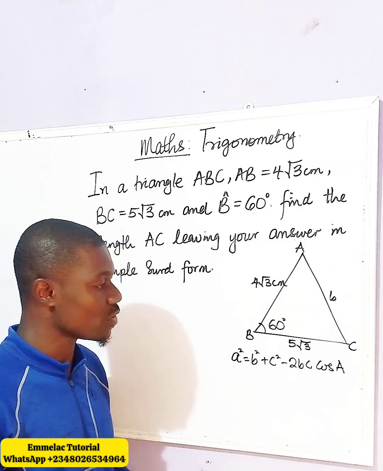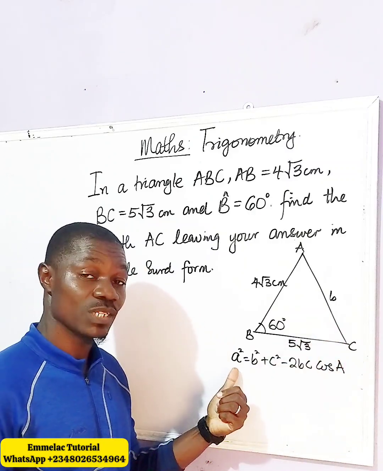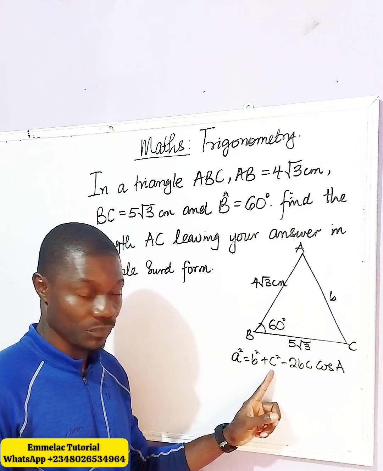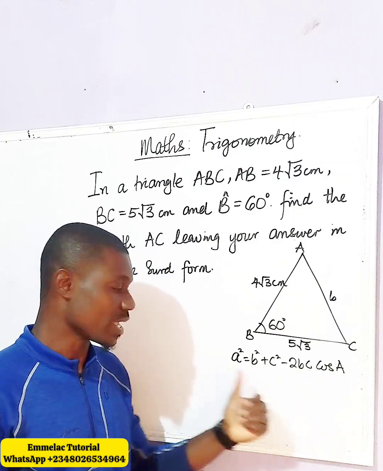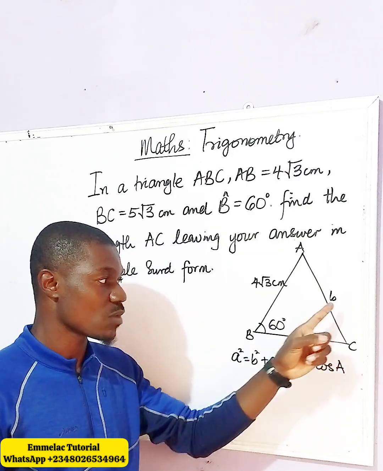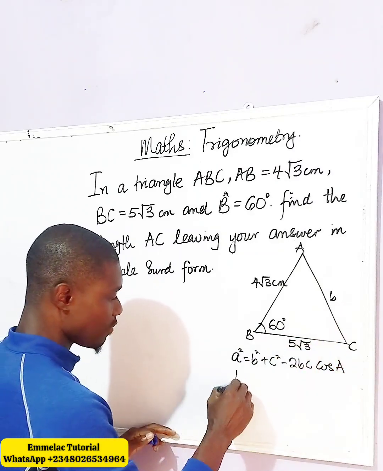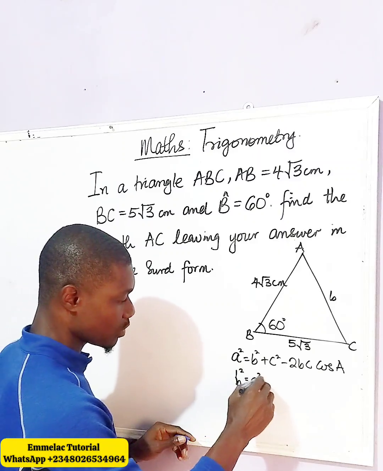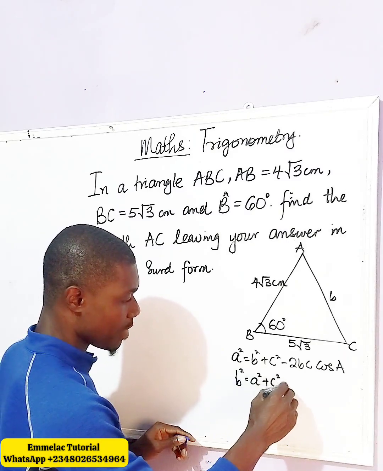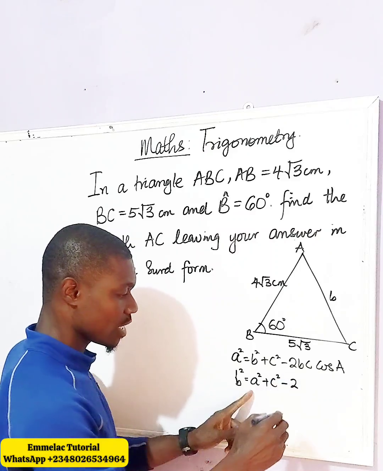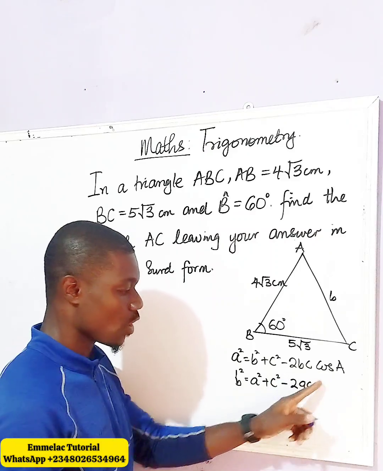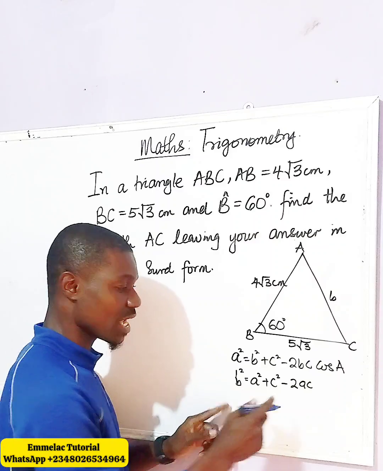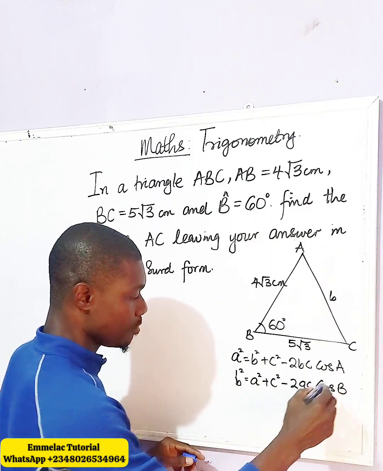Okay, but in this case now we're looking for side b. Now this is in a case where you're looking for side a, and take note of this. You have a, take note bc, then angle A. Since we're looking for b, we have b squared equals a squared plus c squared minus the same 2, then ac, then cos of the angle of which we are looking for the side. So here you have cos B.